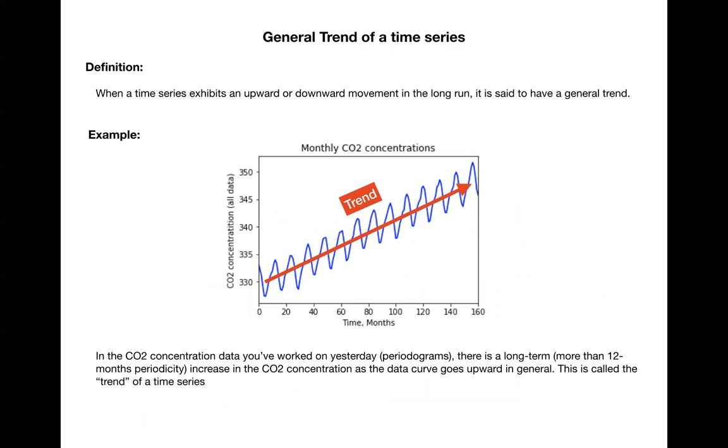So that's why it's called a general trend. For example, this is the CO2 data you worked on yesterday. This is the CO2 concentration versus month. I have 160 months of data, which is about 14 years. And you can see that the CO2 actually goes up in a periodic way. This red structure down here going up from 330 all the way to about 345 is called the trend. So the trend is the long-term variation of the time series.